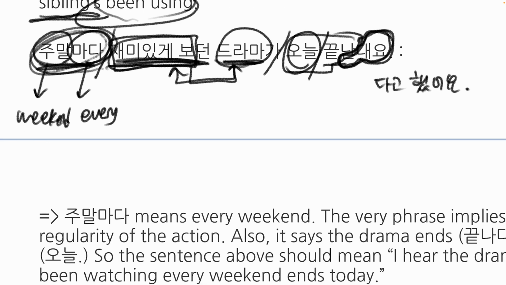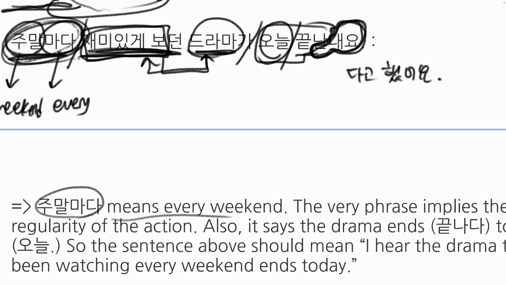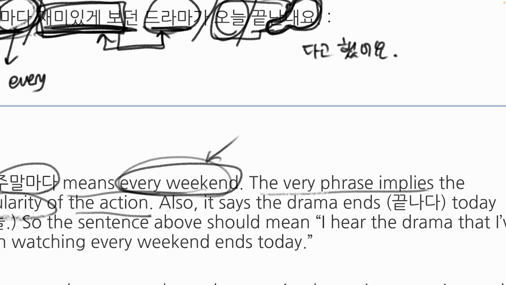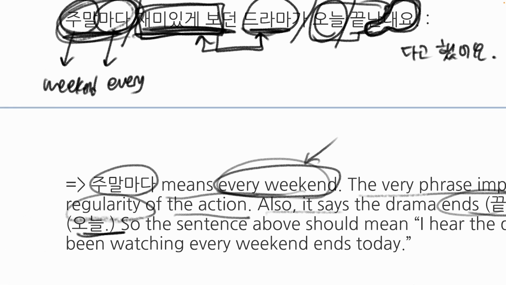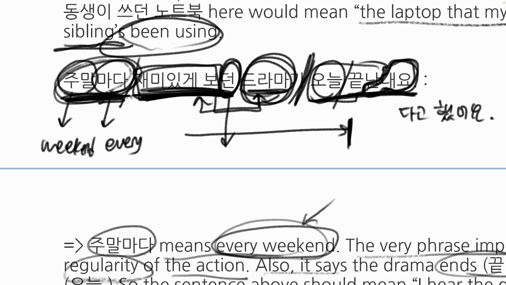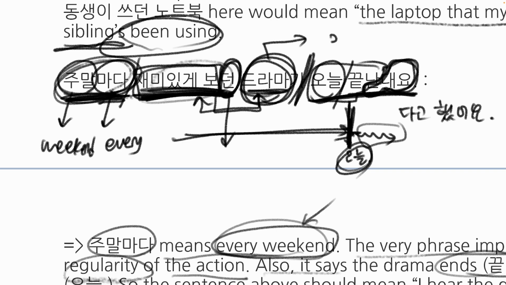오늘 끝나다. So here, 주말마다 means every weekend, and the very phrase implies the regularity of the action. When you say every weekend, it happens every weekend, so it's inevitably a regular basis, right? It also says the drama ends today, 오늘. So the 던 here would mean the drama that I have been watching on a regular basis until now, up to this point, because it says it ends today. You've been watching it up to this point, 오늘, and you will no longer be watching it from now on because it ends today. So this is something that you have been doing up to this point. So this one means number 3.